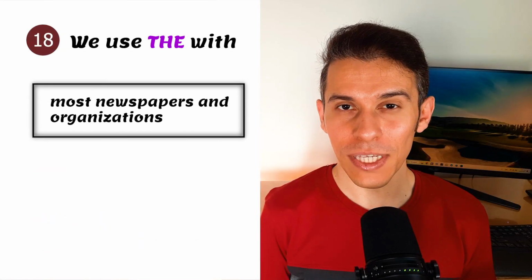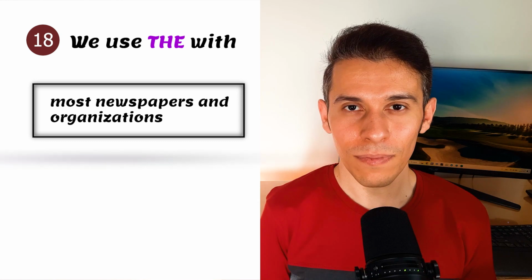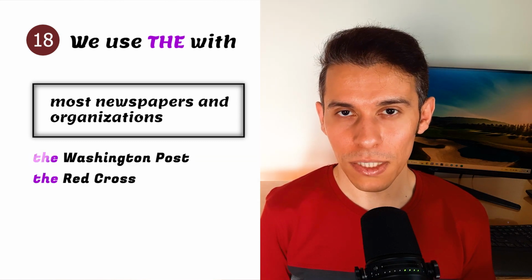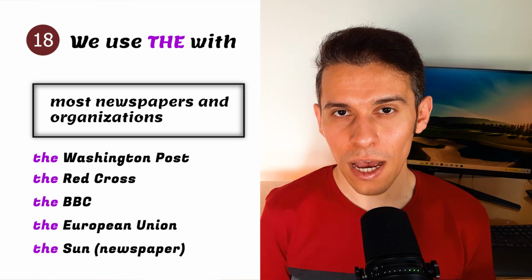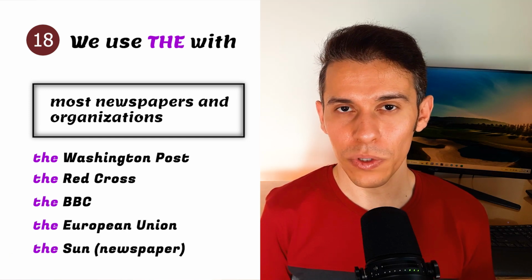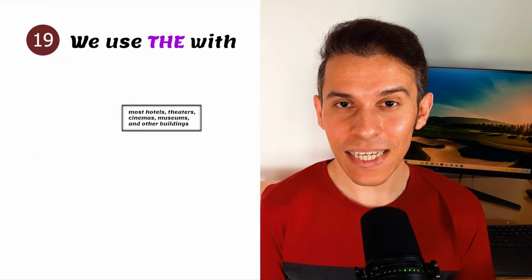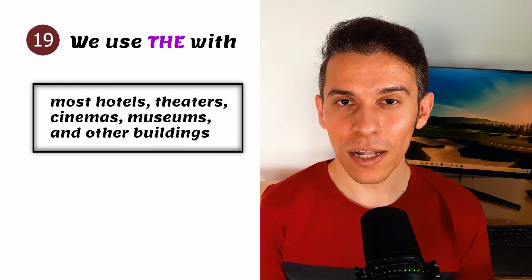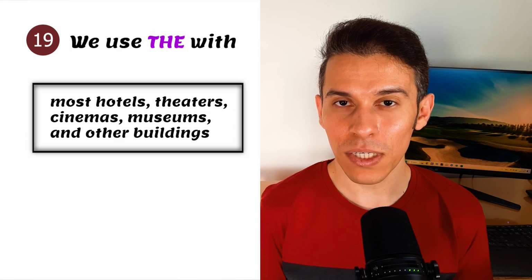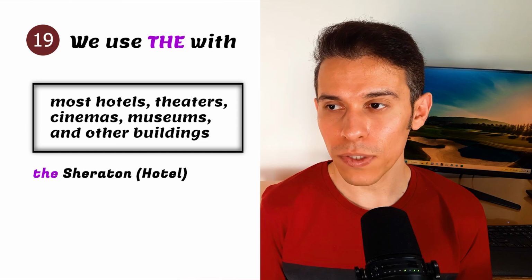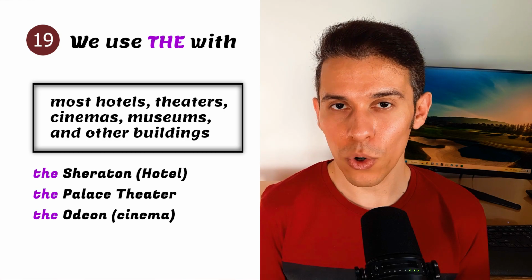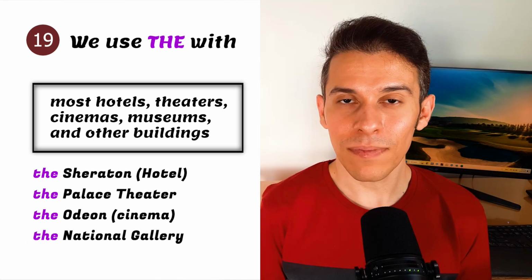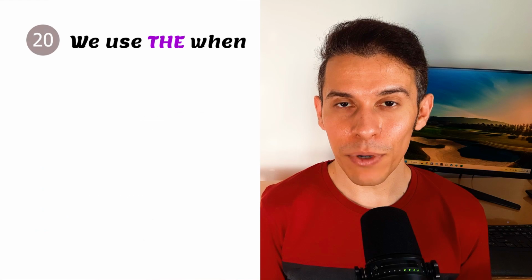With most newspapers and organizations, we use the. The Washington Post, the Red Cross, the BBC, the European Union, the Sun. These are just some examples of newspapers and organizations with which we use the. Number 19. With the names of most hotels, theaters, cinemas, museums, and some other buildings, we use the. The Sheraton Hotel, or simply the Sheraton, the Palace Theater, the Odeon Cinema, or the Odeon, the National Gallery, and the White House.